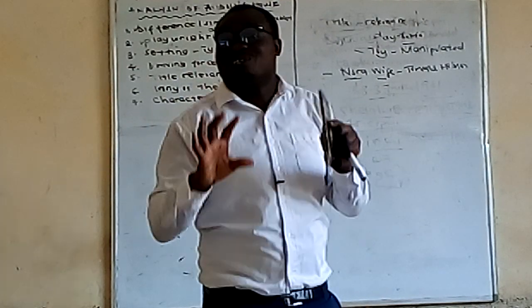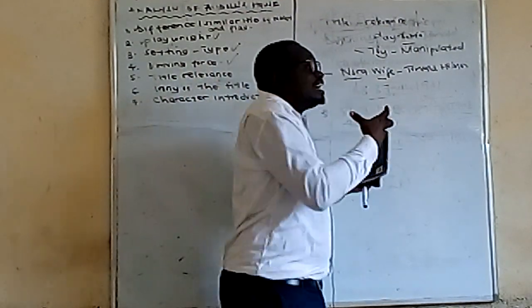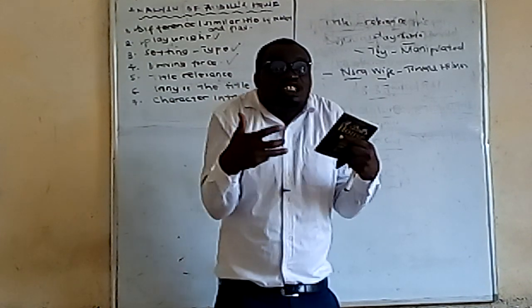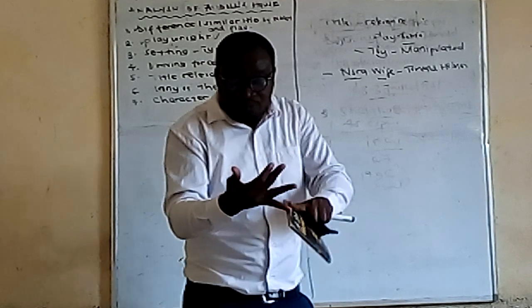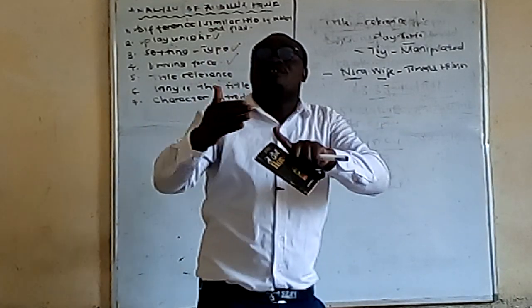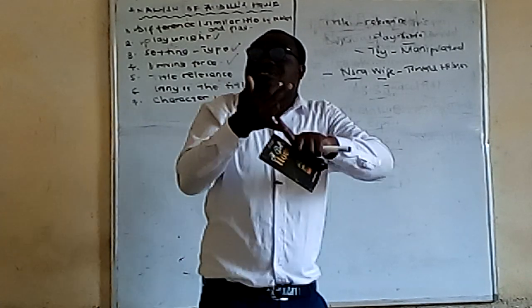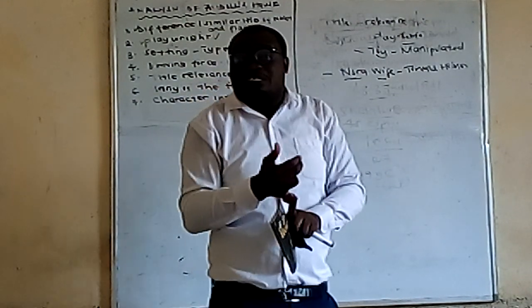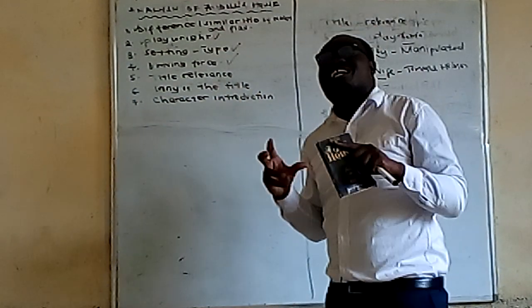I'm just giving you a glimpse. Those things we shall look at deeply in the analysis of the play. So Nora is restricted. When it comes to money matters, the husband is the final decision maker. When it comes even to moving outside, the husband is the final decision maker. When it comes even to the mode of dressing, the husband is the final decision maker. And that is why we conclude and say that Nora is like a doll.